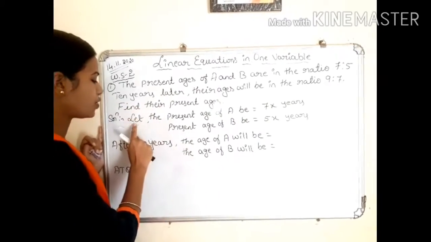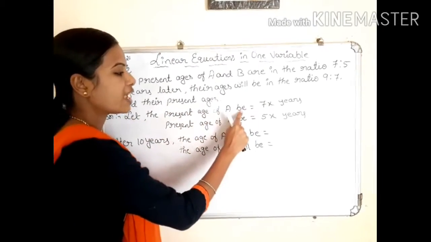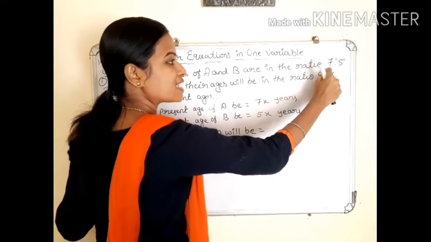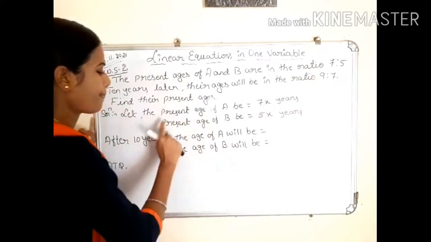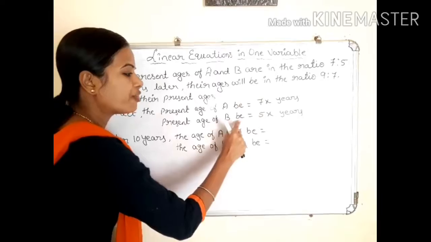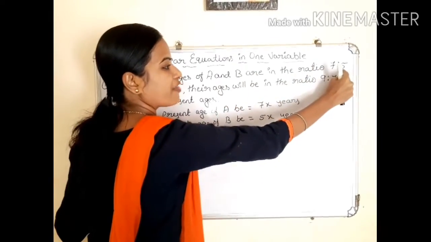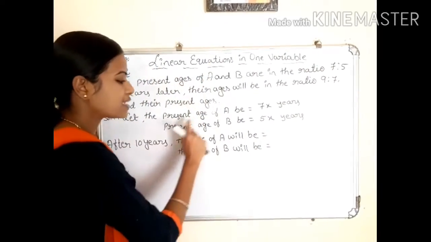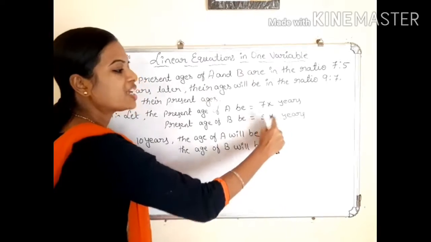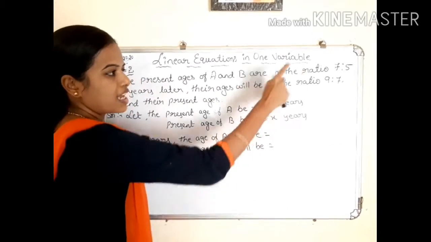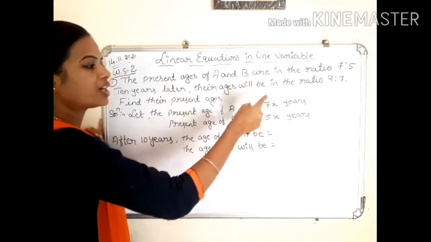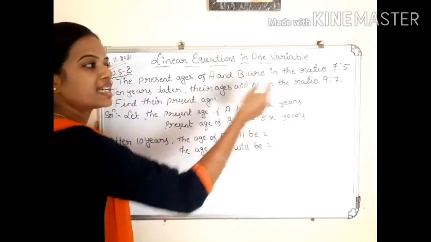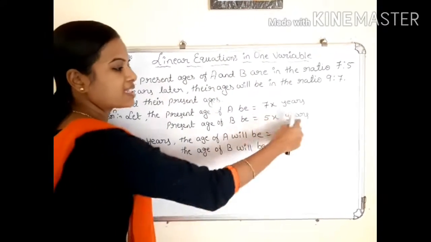Solution. First you have to write: let the present age of A be 7x. The ratio given, you have to consider in terms of years, 7x. Similarly, the present age of B, the ratio is 7:5. 5 is related to B, 7 is related to A. Then the present age of B is 5x years. 7:5 you have to convert in terms of a variable. Present age of A be 7x, present age of B be 5x years.